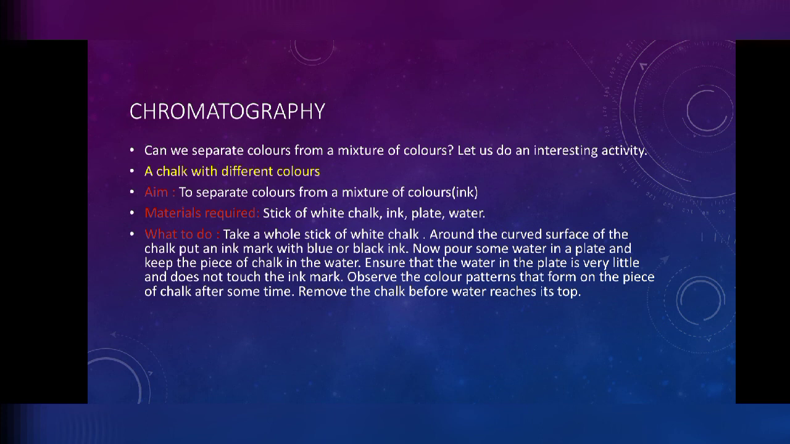What do we need? A stick of white chalk, ink, plate, water. How to do it? Take a whole stick of white chalk. Around the curved surface of the chalk, put an ink mark with the blue or black ink. Now pour some water in a plate and keep the piece of chalk in the water. Ensure that the water in the plate is very little and does not touch the ink mark. Observe the color patterns that form on the piece of chalk after some time. Remove the chalk before water reaches its top.